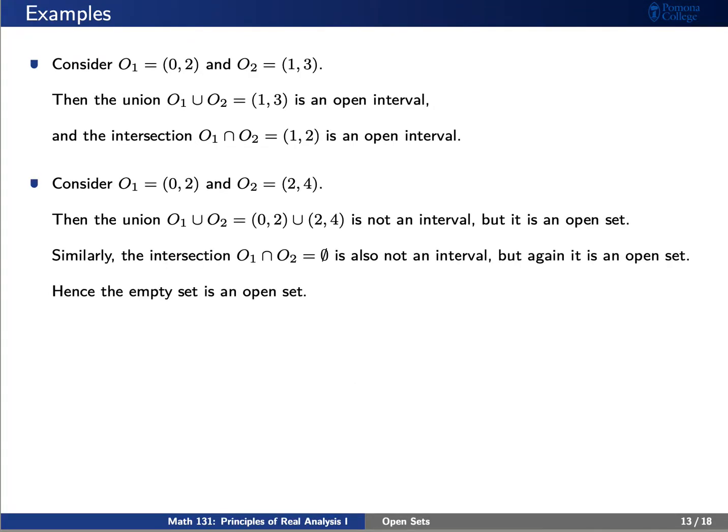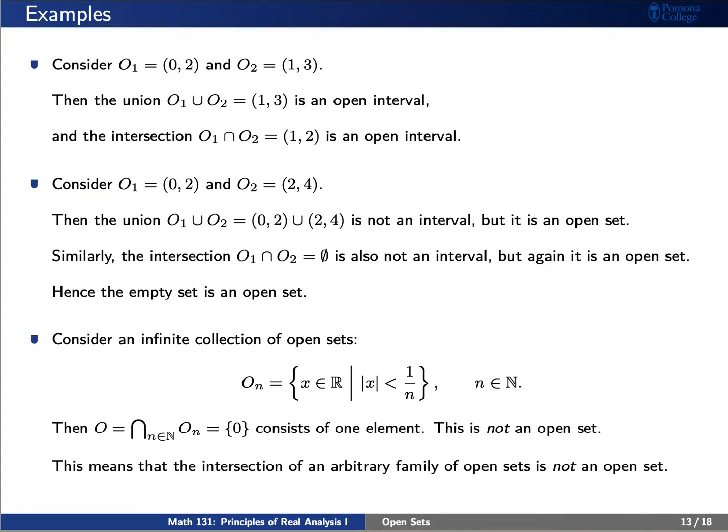Next, let's consider the open interval from 0 to 2, and now the open interval from 2 to 4. Then the union is not an open interval, but it is an open set. This is because we have the interval from 0 to 2 union the interval from 2 to 4, but notice that the element 2 is not in this union. Similarly, the intersection is the empty set. It is not an interval, but it is an open set. This means that the empty set is an example of an open set as well.